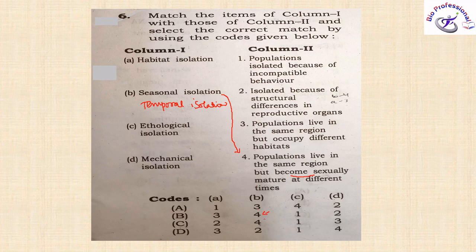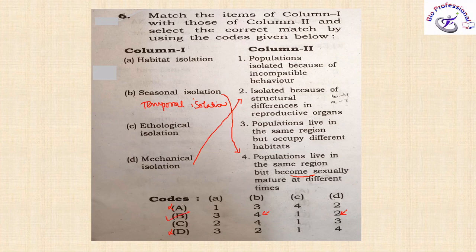If you see the B, it has two options. So either B or C will be the correct option. So A and D will not be the correct option. Next, mechanical isolation. Here the mating is restricted due to differences in reproductive structure. So the correct option will be this: isolated because of structural differences in reproductive organs. So for C and D, the answer will be 2. I mean D is 2. So 4 and 2, the correct option is B.